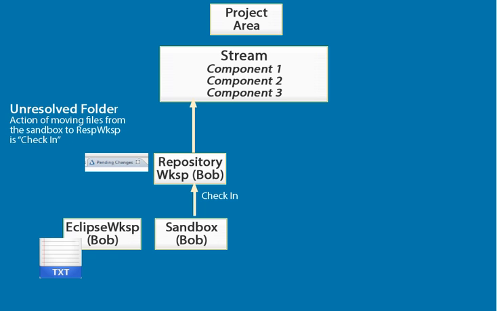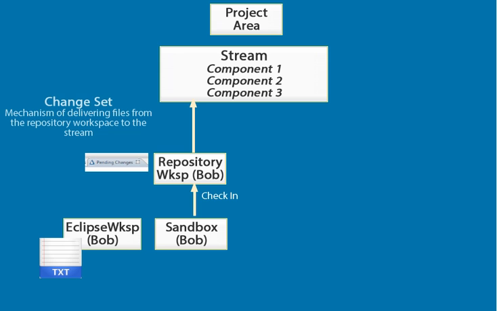Once checked in, the file or files go into the Outgoing folder in the Pending Changes view and are bundled into a change set. A change set is the mechanism of delivering the files from the repository workspace to the stream. To get the change set from the repository workspace to the stream, the action is a deliver. Deliver takes the change set and delivers it to the stream where it can be accessed by other members of the team.